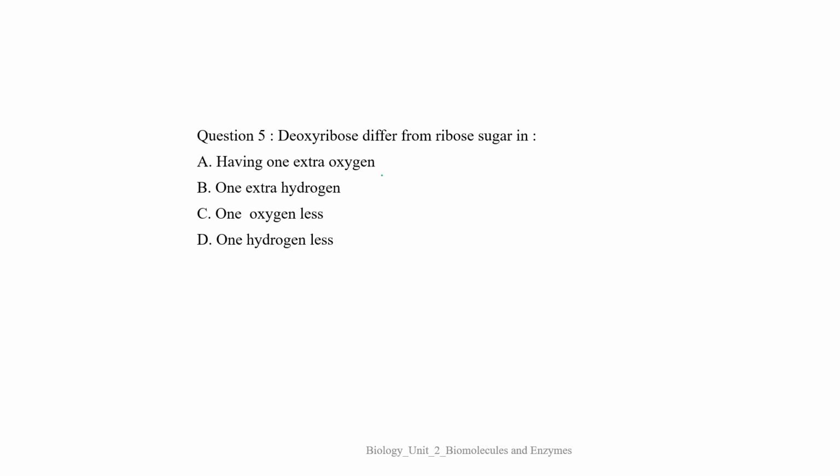In question number 5, they have mentioned that deoxyribose differs from ribose sugar in: A, having one extra oxygen; B, one extra hydrogen; C, one oxygen less; or D, one hydrogen less. They have given us 4 different choices. What is the correct choice according to you? Take 5 to 10 seconds and then we will discuss the correct option.